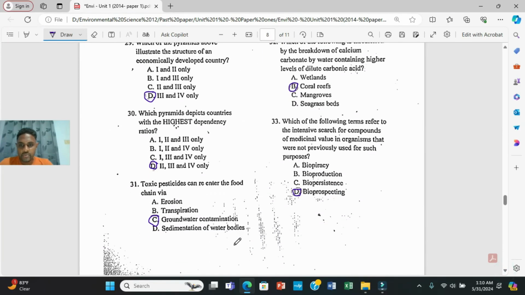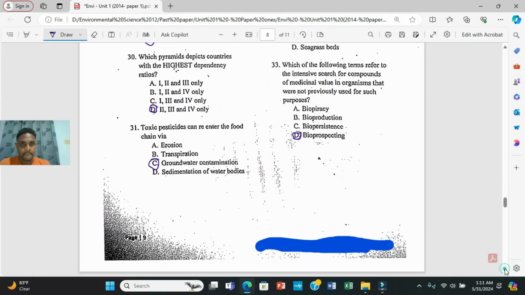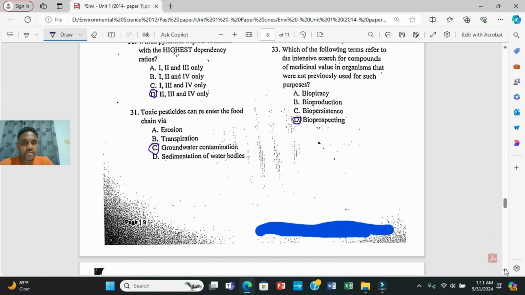Toxic pesticides can re-enter the food chain via, the answer is C, groundwater contamination. 32. Which of the following is threatened by the breakdown of calcium carbonate by water containing higher levels of dilute carbonic acid? The answer is B, coral reef. 33. Which of the following terms refers to the intensive search for compounds of medicinal value in organisms that were not previously used for such purpose? The answer is bioprospecting.